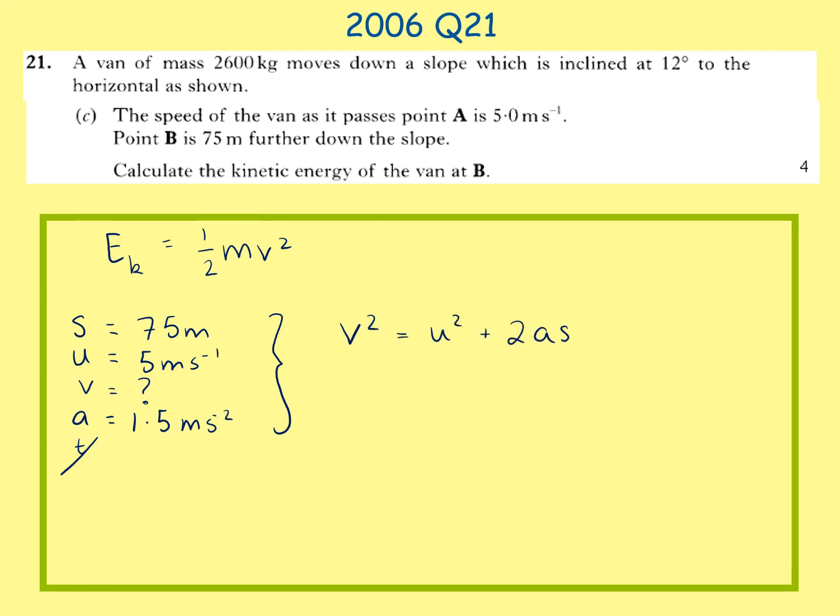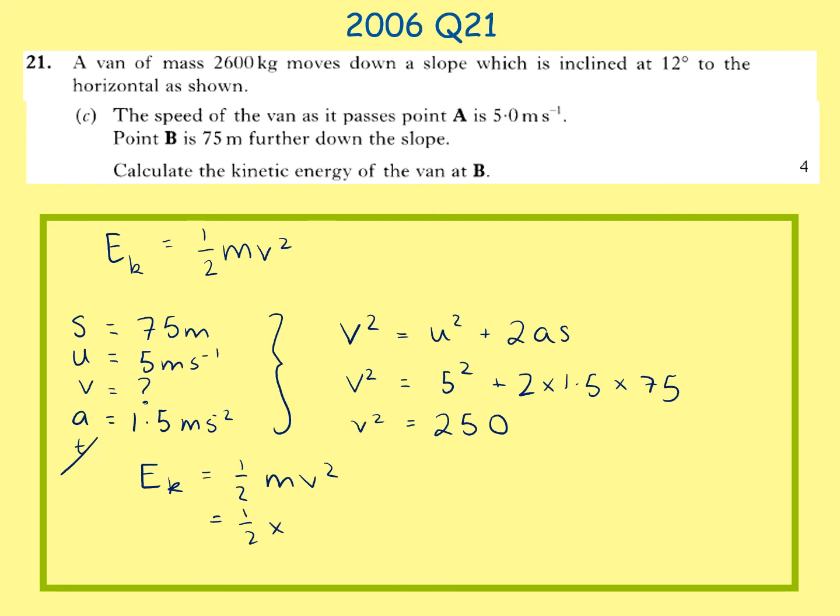So let's substitute in our numbers. V squared equals 5 squared plus 2 times 1.5 times 75. And we get V squared equals 250 here. We could work out V, but we can leave this as V squared, as in our kinetic energy equation, there's a V squared, so we can just put this number in, it makes it much more accurate. So Ek equals a half mv squared, which is a half times 2,600 times our 250. Remember, we don't need to square that, it's already squared. And this gives us a final answer of 325,000 joules.